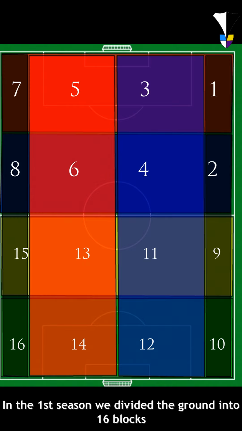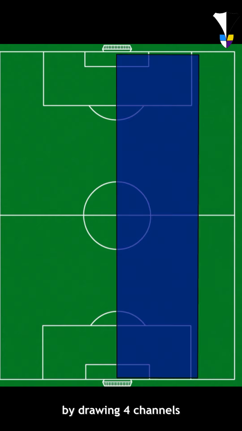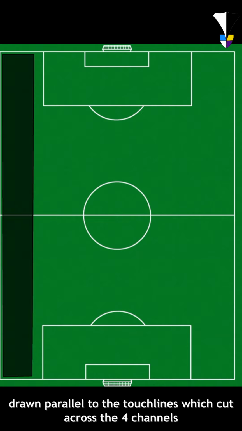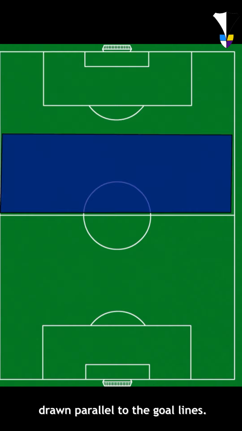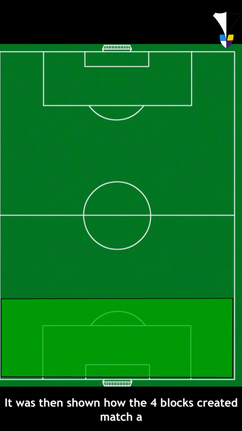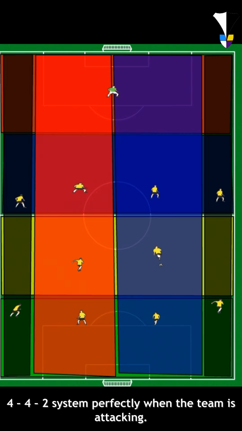In the first season, we divided the ground into 16 blocks by drawing 4 channels parallel to the touch lines, which cut across the 4 channels drawn parallel to the goal lines. It was then shown how the 4 blocks created match a 4-4-2 system perfectly when the team is attacking.